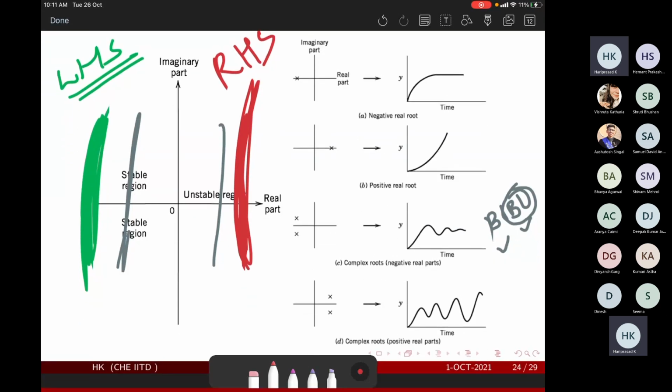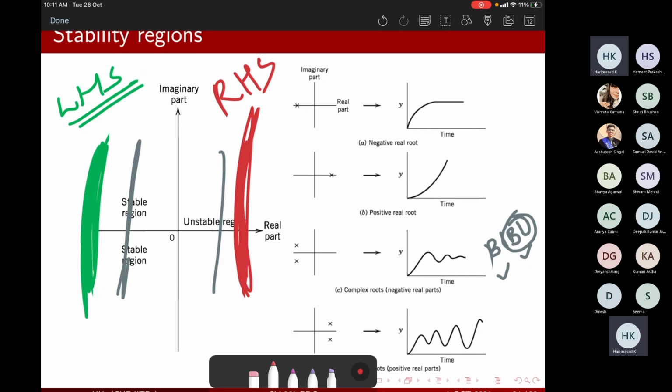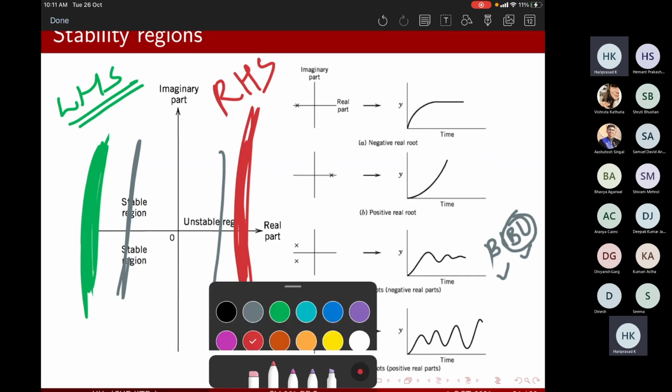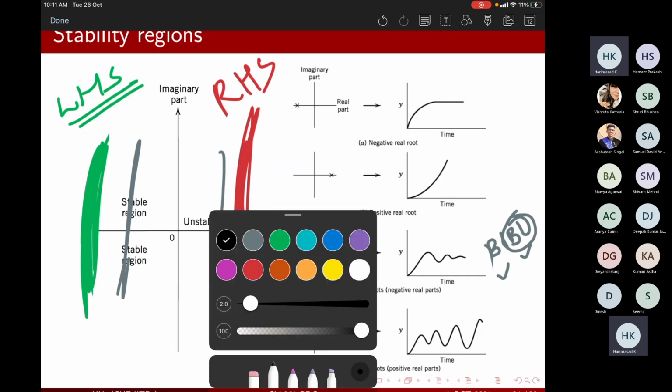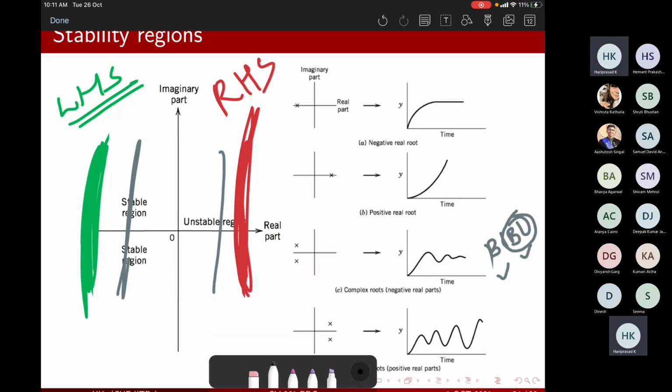Just to add some things, if the root is lying on the axis, as we have seen, you would see a stable response like our first order systems. Sometimes you would have complex conjugates. This is more like a second order system. It would always converge, though you would see some oscillation due to the competing terms, but eventually converge.